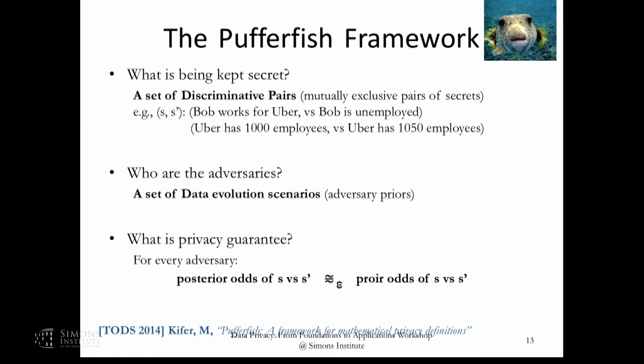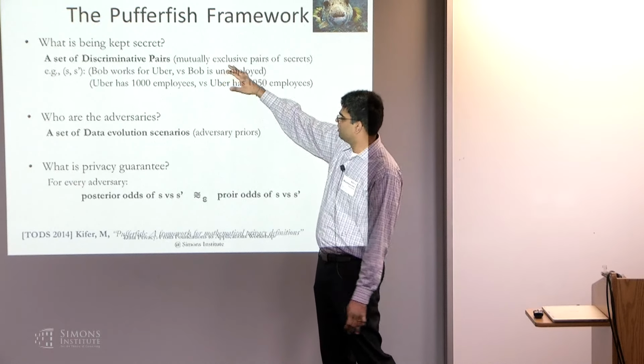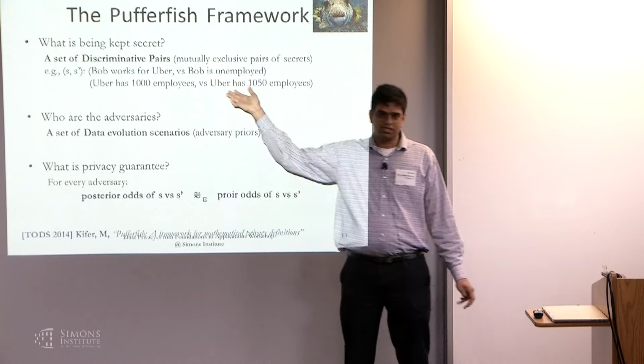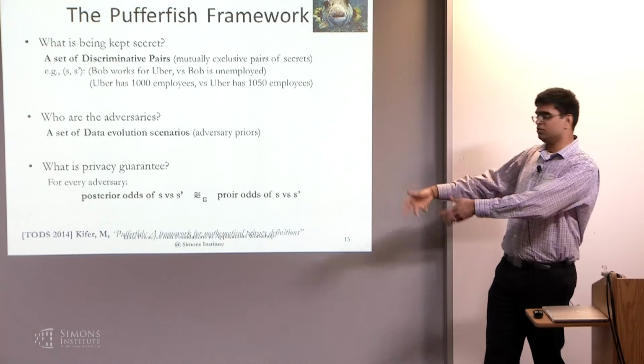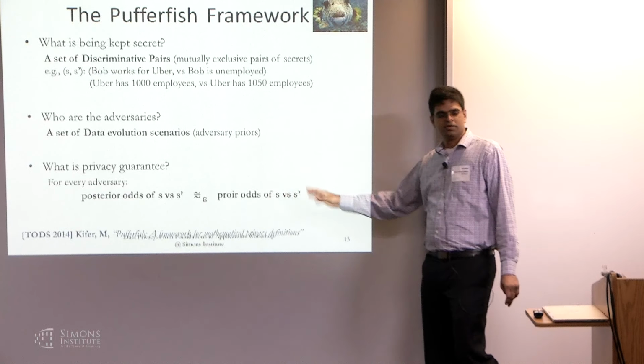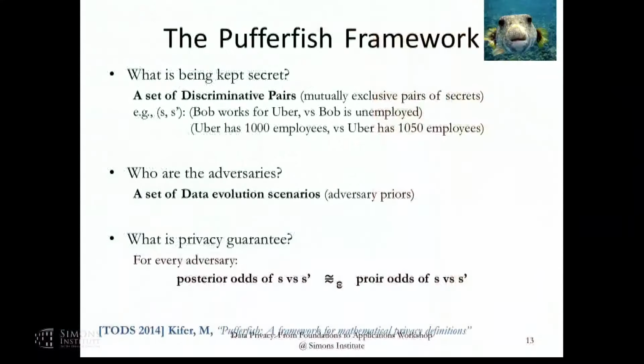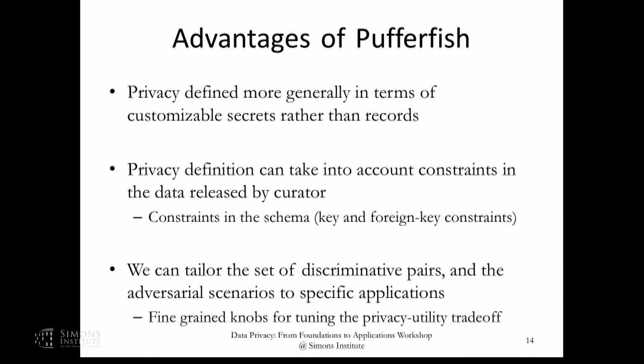And the goal is to make sure that for every adversary and for every pair of the discriminative secrets, the posterior odds of one secret versus another secret, after you see the output of your algorithm, should be close to the prior odds of the ratio of these secrets. Okay? I'm not going to go into detail about the theory behind it, but basically the advantage of this is that privacy is defined more generally in terms of customizable secrets rather than records.